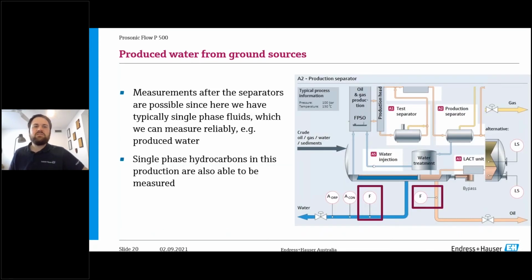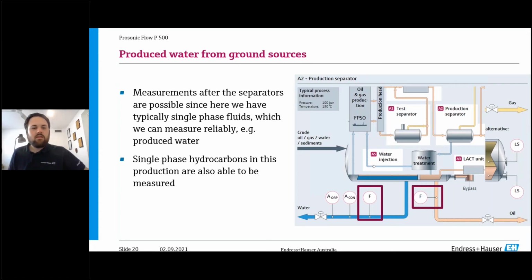So an example here is where you can use the clamp-on measurement for produced water from ground sources. It's important to note here that it has to be after some type of separation process, where we have a single phase fluid which you can measure reliably, for example, produced water, or other hydrocarbons as well. I think some of the questions were, is it possible to measure in a slurry? No, this is only for a single phase liquid measurement at this stage. This is what this meter is designed for.